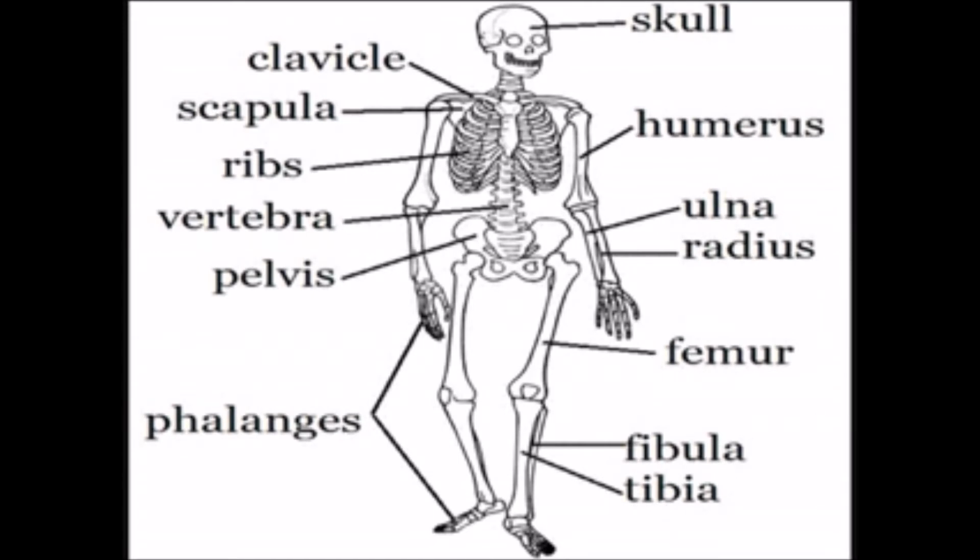In the arm, the upper part is called the humerus. In the lower part you have two big bones called the ulna and radius. On the leg, the upper bone is called the femur, and below you have two bones called the fibula and tibia. Then you have the collarbone, called the clavicle. At the back, you have the shoulder girdle called the scapula. Then you have 12 pairs of ribs, then 33 bones of vertebrae. Then you have the pelvis, and the finger bones and toe bones are called phalanges.